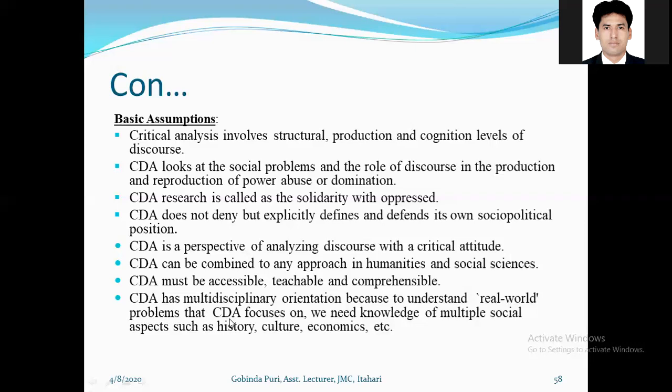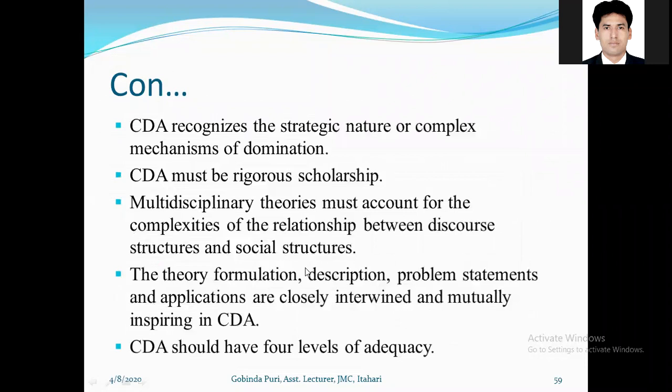So CDA has a multidisciplinary orientation, because to understand the real world problems that CDA focuses on, we need knowledge of multiple social aspects, such as history, culture, economics, politics, everything. So this is what the multidisciplinary approach says, and CDA recognizes the strategic nature or complex mechanism of domination. How domination is created because of that particular discourse has to be analyzed under CDA, and it is one of the strategies of CDA.